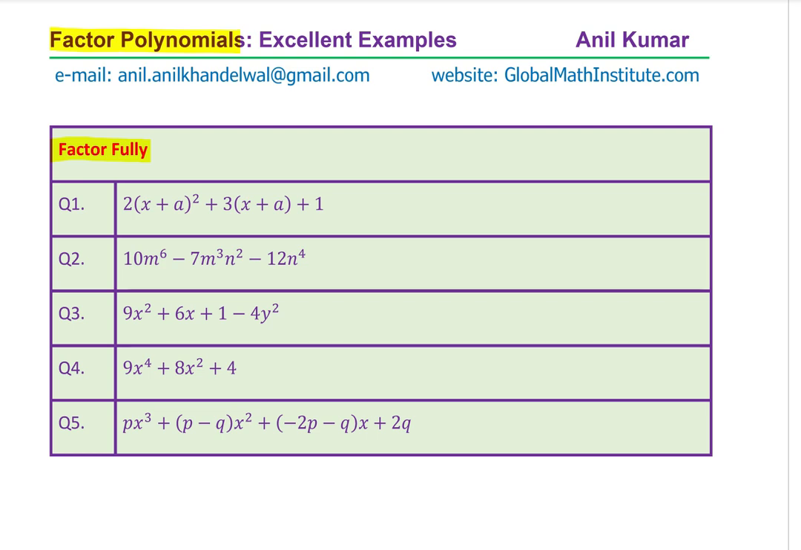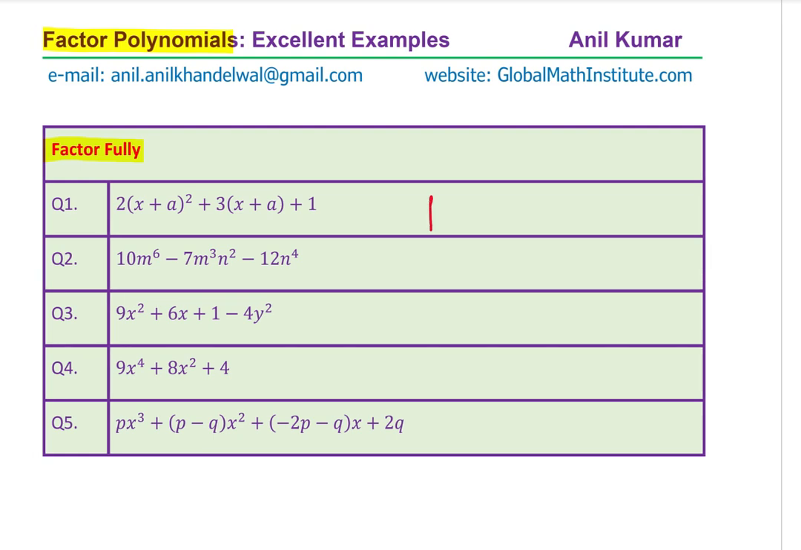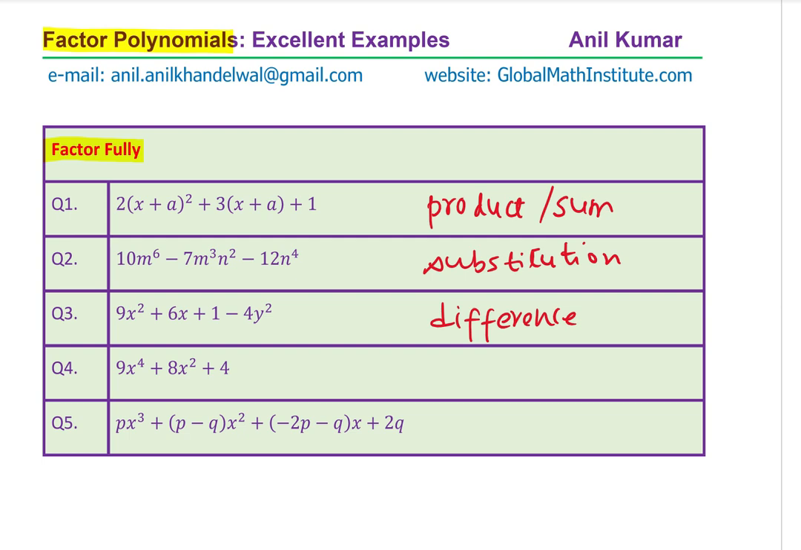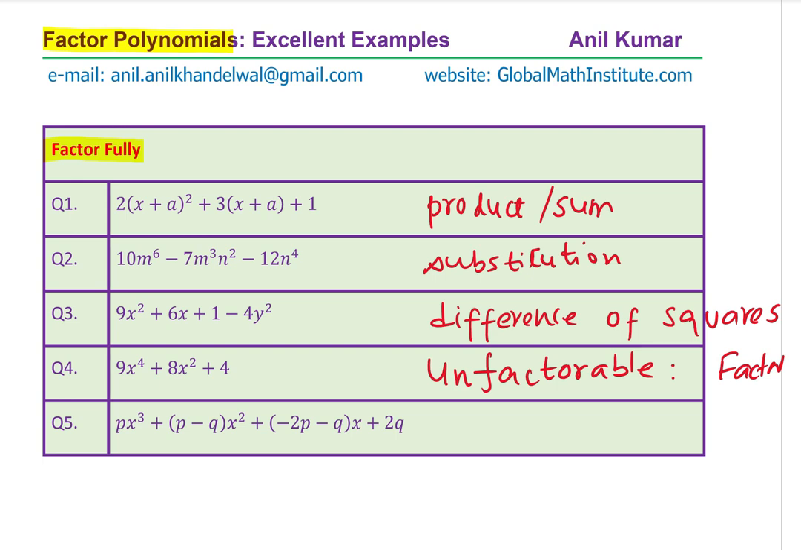These are of different kinds. In the very first one, we are going to use product and sum method to factor the polynomial. In the second one, we'll use substitution, and then factoring. In question number 3, we are going to use difference of square. Question number 4 actually is unfactorable. So I'll share with you a technique to factor that also, right? So how do we factor unfactorable? That is critical to understand.